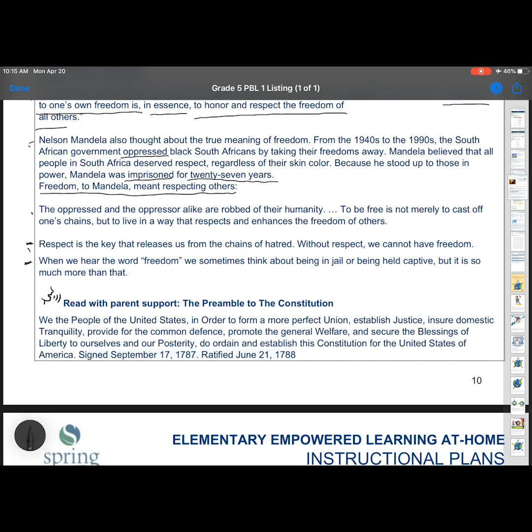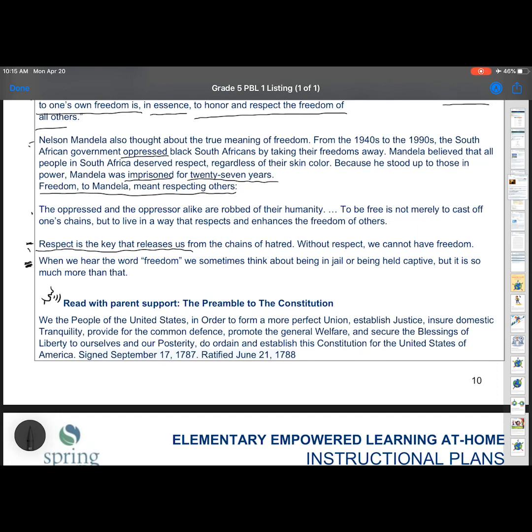It's not written perfect. I wouldn't have done it that way, but it looks like different ideas. So over here, it says respect is the key. So respect is the key that releases us from the chains of hatred. Without respect, we cannot have freedom. And then it looks like this final paragraph over here. It changes the idea. It starts off differently. So that's why I think it's another paragraph.